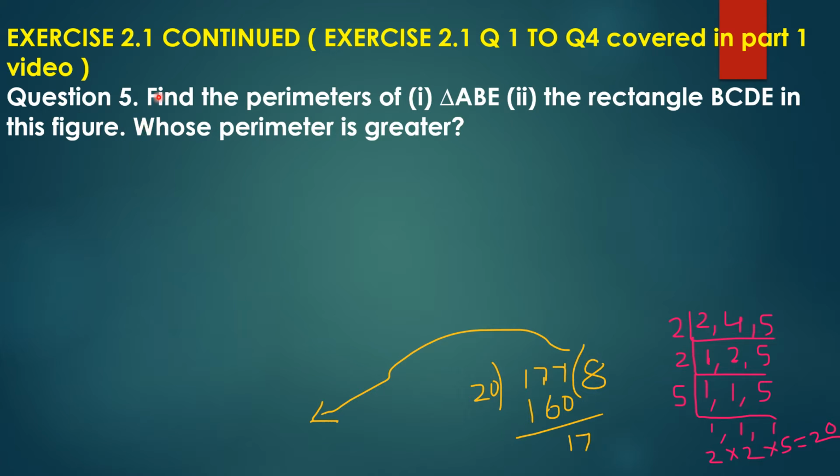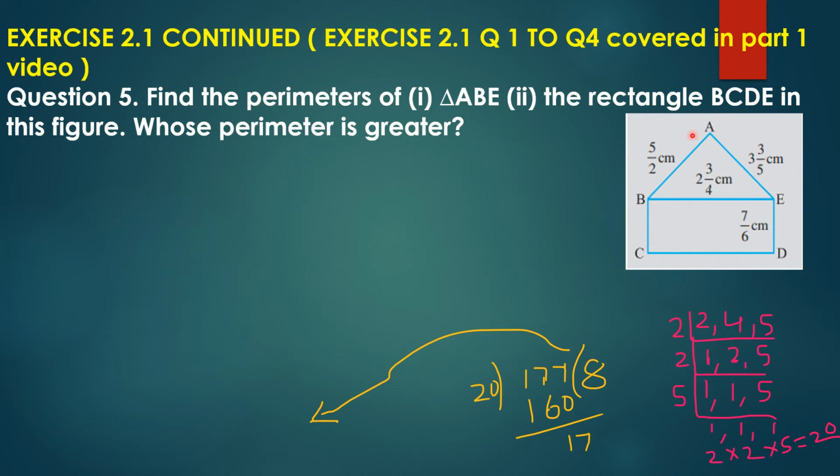Question number 5 under the exercise 2.1. Find the perimeter of a triangle ABE, and the second one, the rectangle BCDE in this figure. So we have to find the perimeter of the triangle and the perimeter of the rectangle, and whose perimeter is greater. Based on the perimeters, we have to conclude whether the perimeter of the triangle is greater or the perimeter of the rectangle is greater.